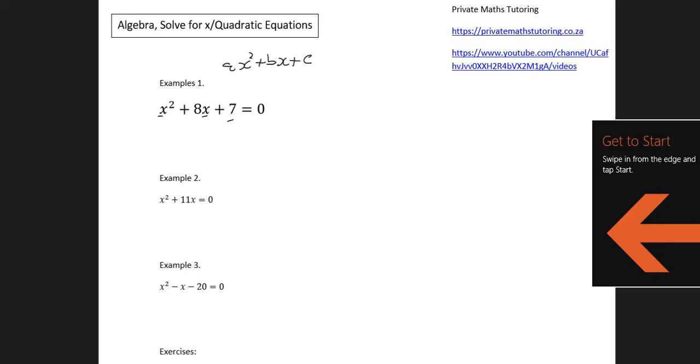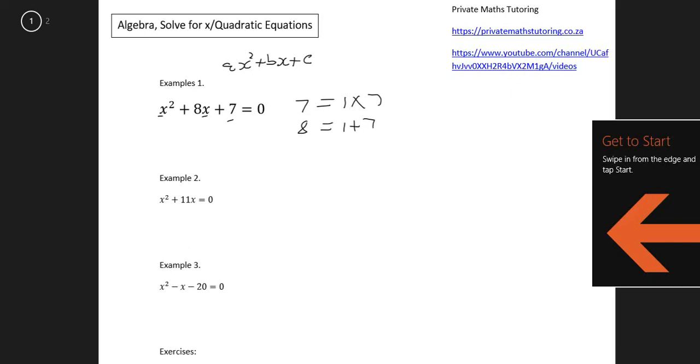So when you're trying to factorize this one, you need to look at the last term, and our last term here is 7. So we need to look at factors of the last term. We only have 1 times 7, nothing else. We're looking at two factors that when we multiply them, they give us the last term, and when we add or subtract them, they must give us the middle term. So you see clearly 8 is equal to 1 plus 7.